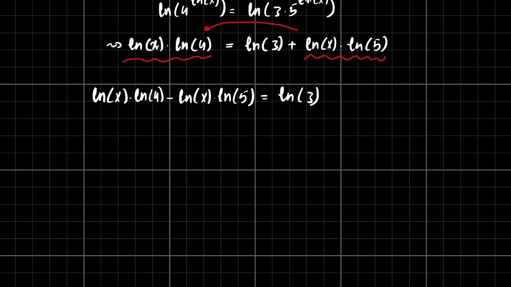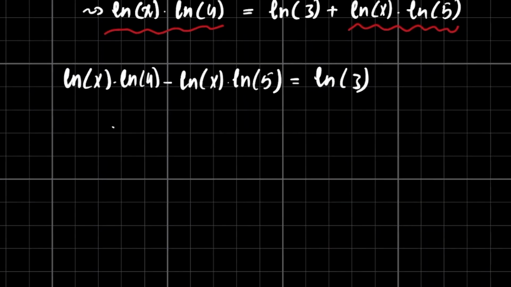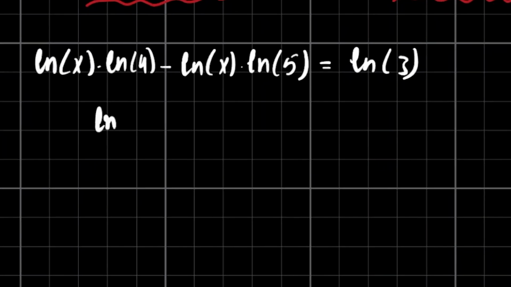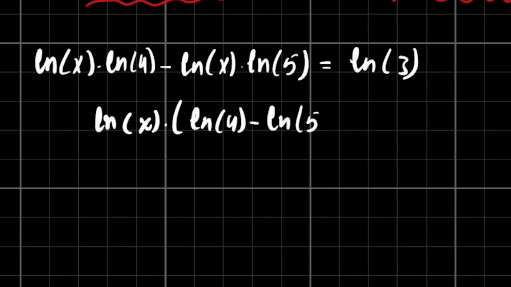Now I can factorize right here. This is my next step. As a result of the factorization, I'm going to have ln of x multiplied with ln of 4 minus ln of 5.